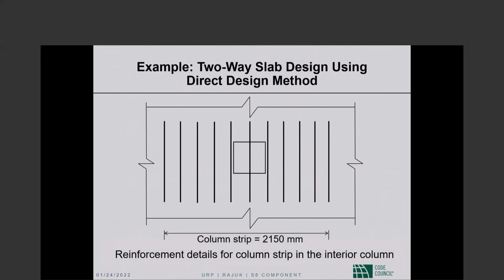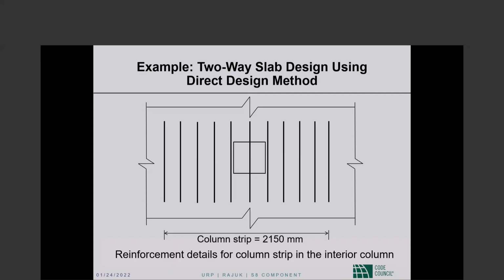So what he's talking about is, if the column strip includes a beam, please follow every word very closely. If our column strip includes a beam, then 85% of the column strip moment will be resisted by the beam, and the remaining 15% by the two strips of slab on two sides of the beam.